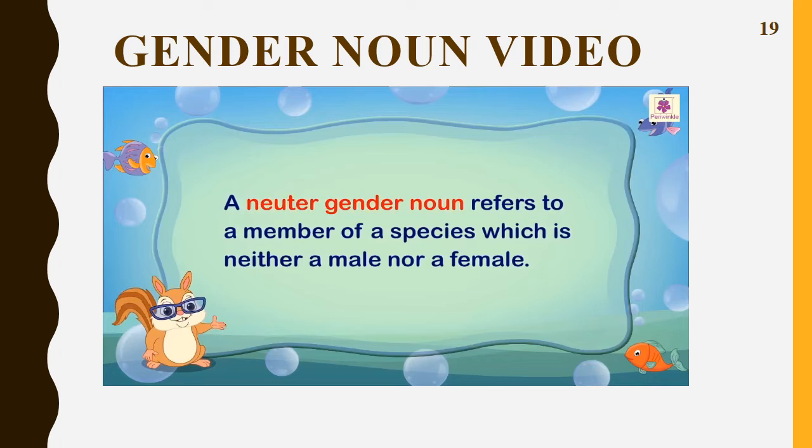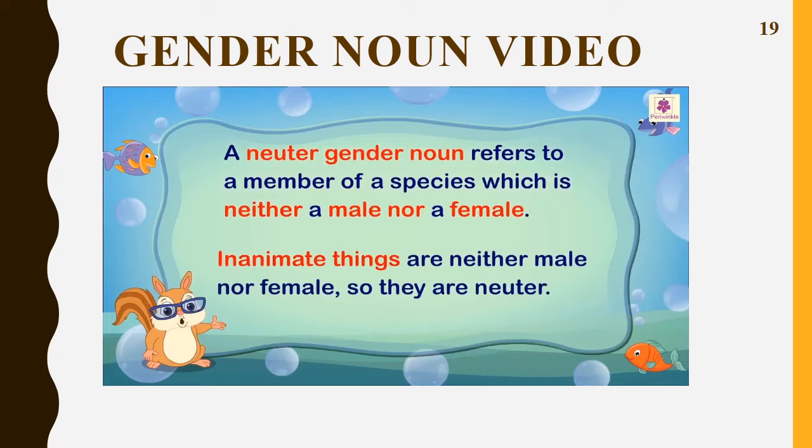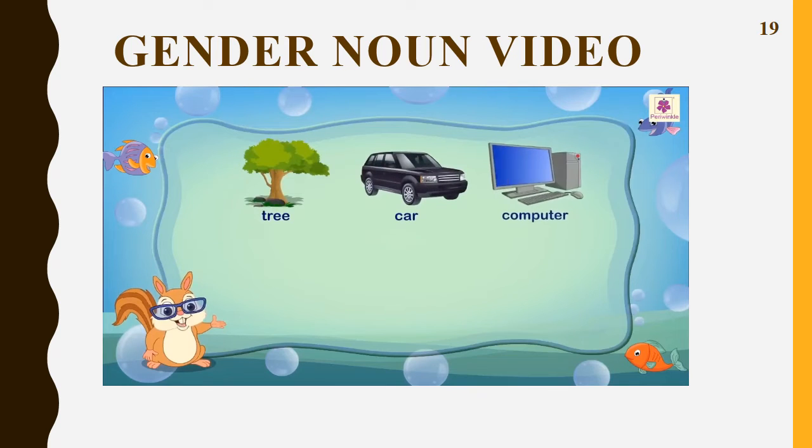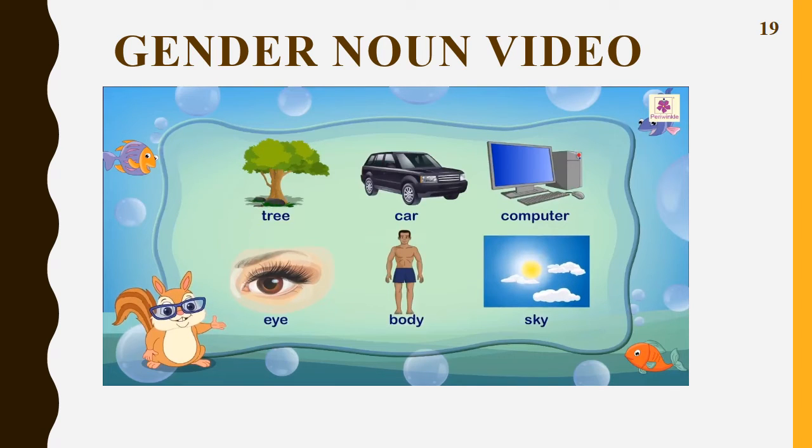A neuter gender noun refers to a member of a species which is neither a male nor a female. Inanimate things are neither male nor female, so they are neuter. For example, tree, car, computer, eye, body, sky, etc.